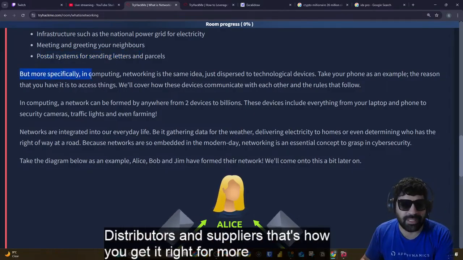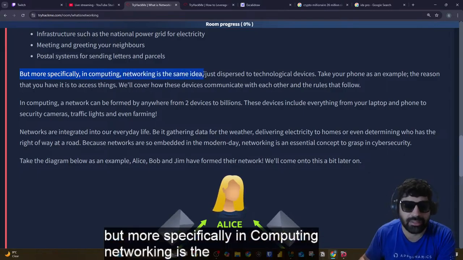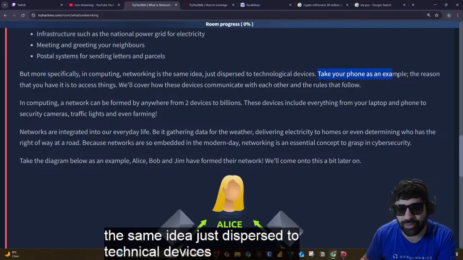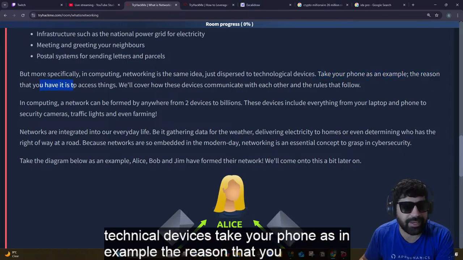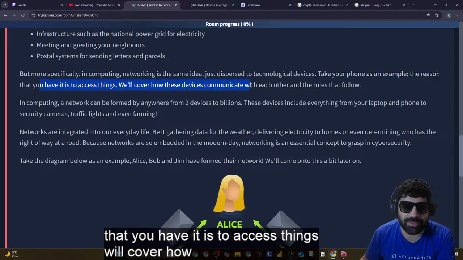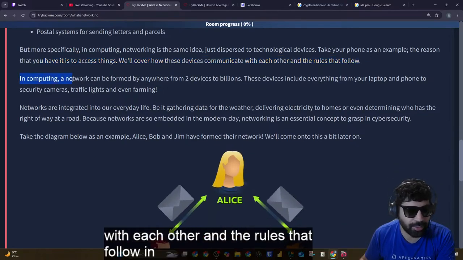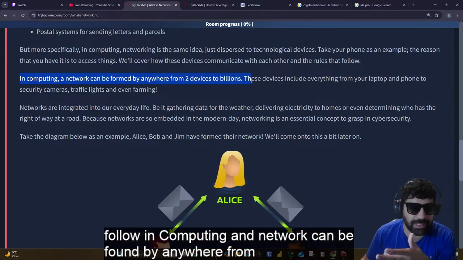More specifically, in computing, networking is the same idea, just applied to technical devices. Take your phone as an example. The reason you have it is to access things. We'll cover how these devices communicate with each other and the rules they follow. In computing, a network can be anywhere from two devices to billions.